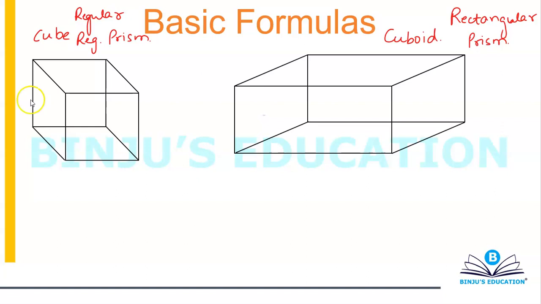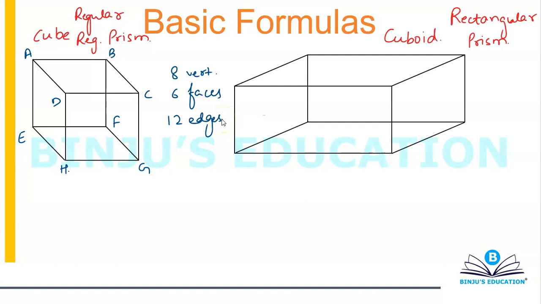So I'm going to consider this cube. Let's first of all name the vertices A, B, C, D, E, F, G, and H. So this cube basically consists of 8 vertices. The same thing happens for cuboid also. So they both consist of 8 vertices, 6 faces, and 12 edges. So vertices are A, B, C, D, E, F, G, H.